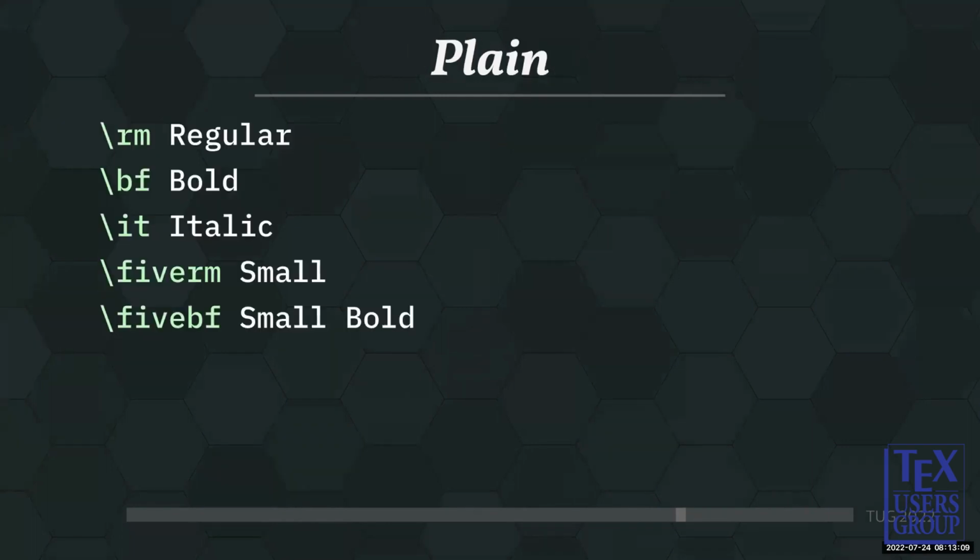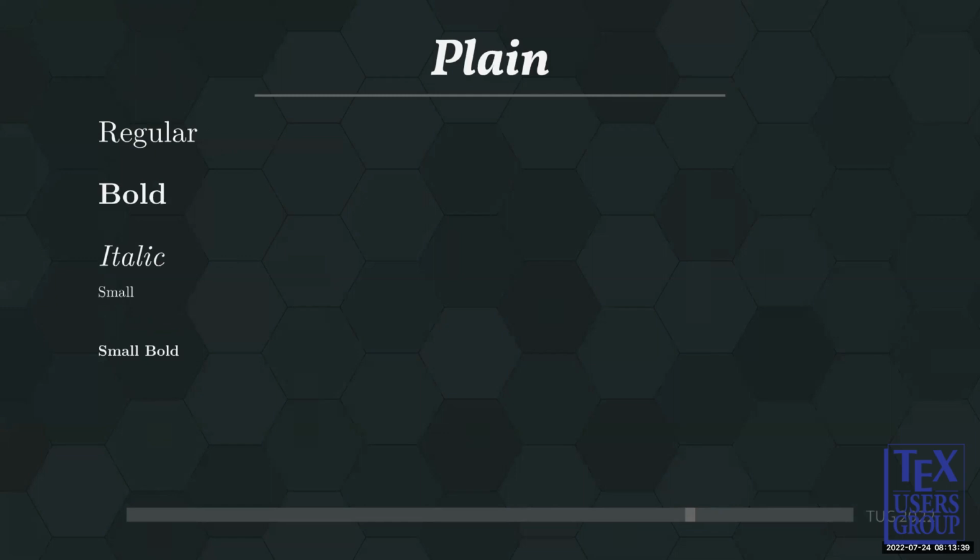Now, let's move on to how the formats switch fonts. In plain, each font switch overrides your previous choices. So you set the regular, then you set bold, and then if you set italic, it completely erases the bold. Now you just have italic. Another thing is with individual sizes, you need to set each size and style independently at the same time. So you can't just use \five and then \rm. You need \fiverm, \fivebf. And of course, that produces the expected output. All of these examples are going to produce this output, so you can just look at this from now on.